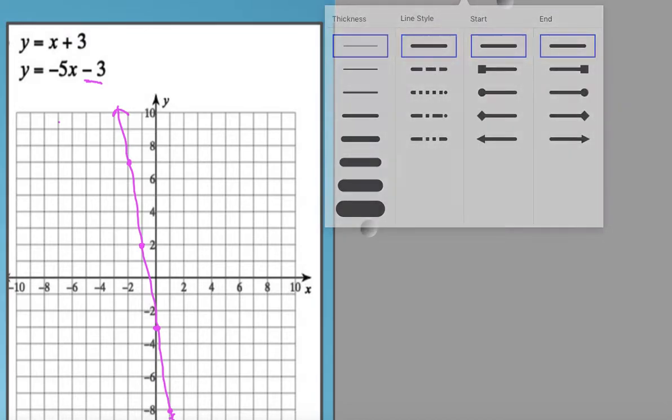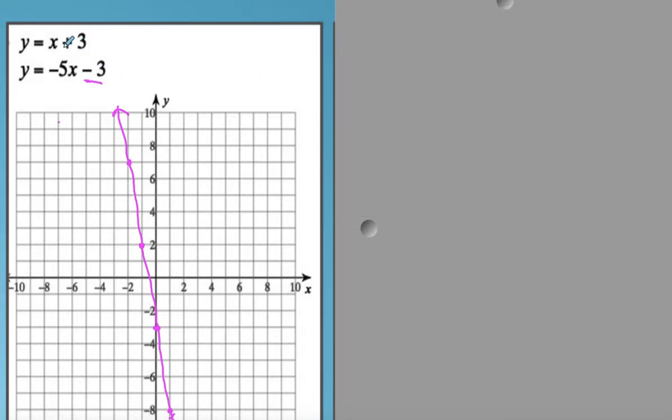Then we would graph our other line. So this one is at x plus 3. So I'm going to start at +3 because I have a +3 as my y-intercept. And my slope, even though there's not a number here, we're allowed to assume it's 1, which means that I go up 1 and over 1, like this.